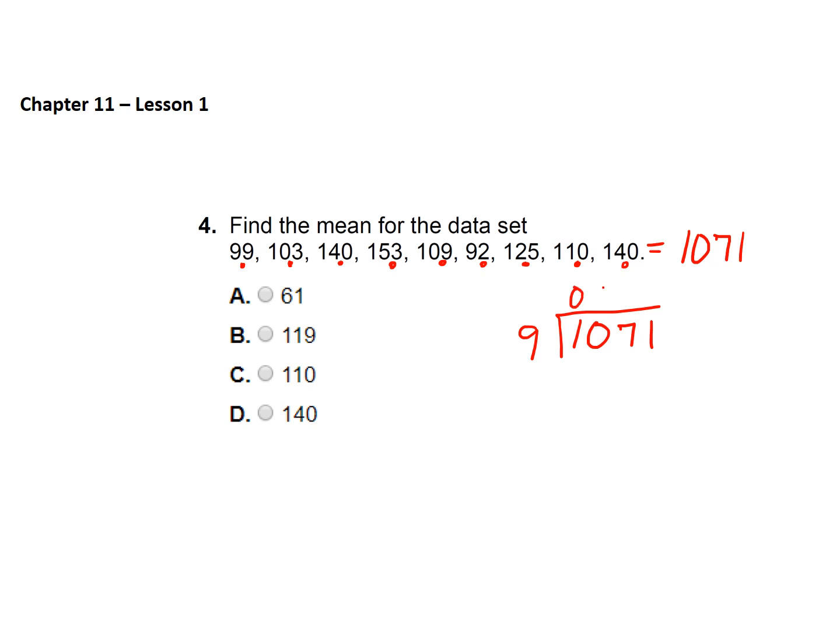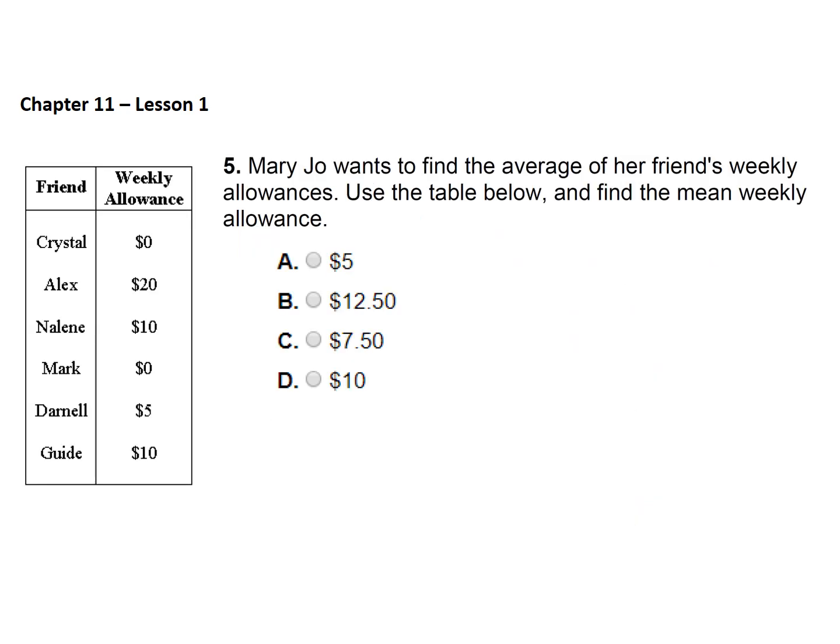9 is able to divide 10 once, which gives you 1 left over. Bring down the 7. 9 is able to divide 17 once, which is 9. When you subtract, you get 8. Bring down the 1. 9 goes into 81 9 times. Answer choice B.